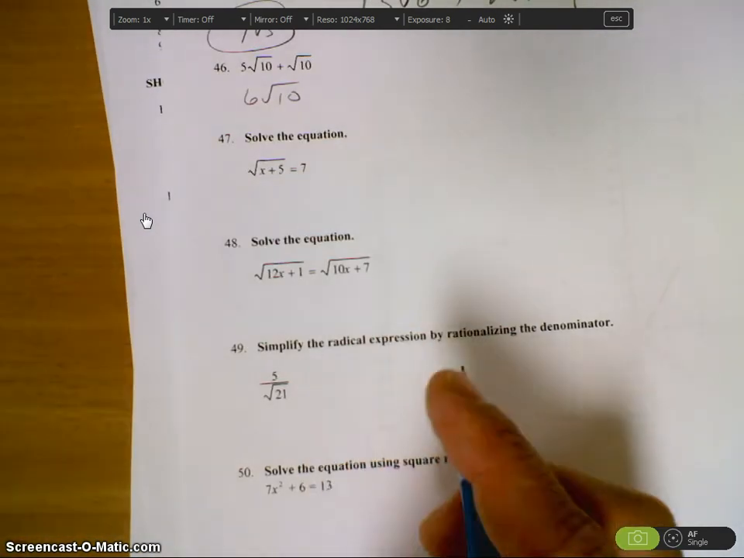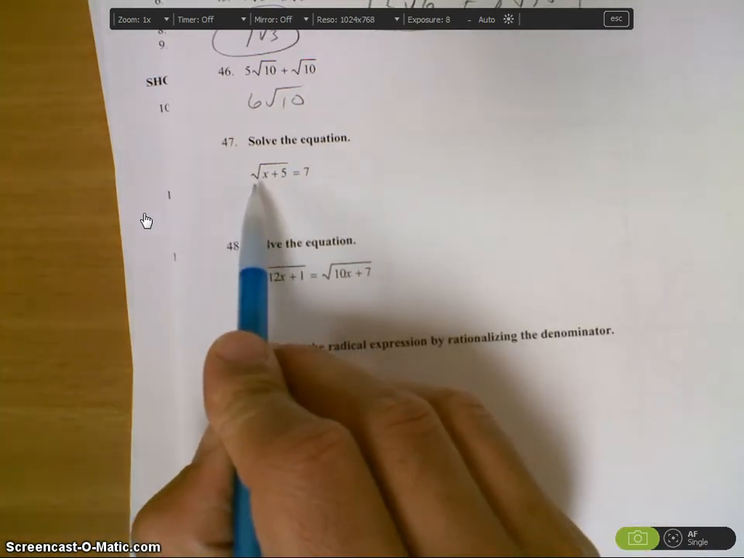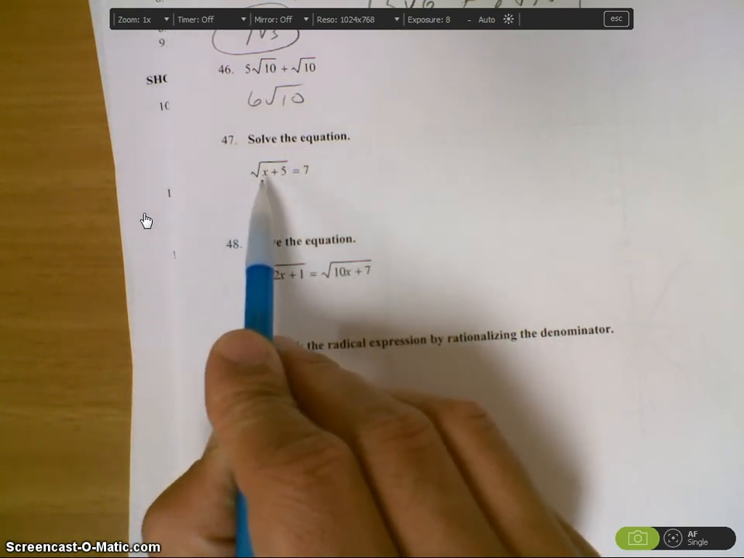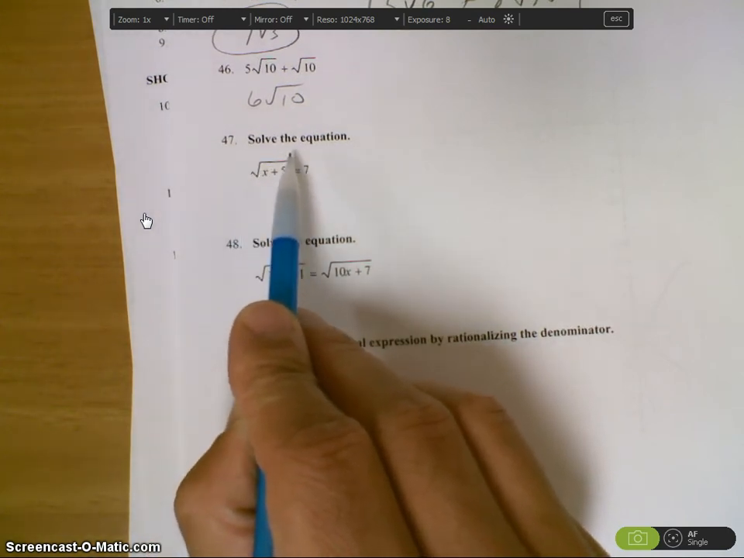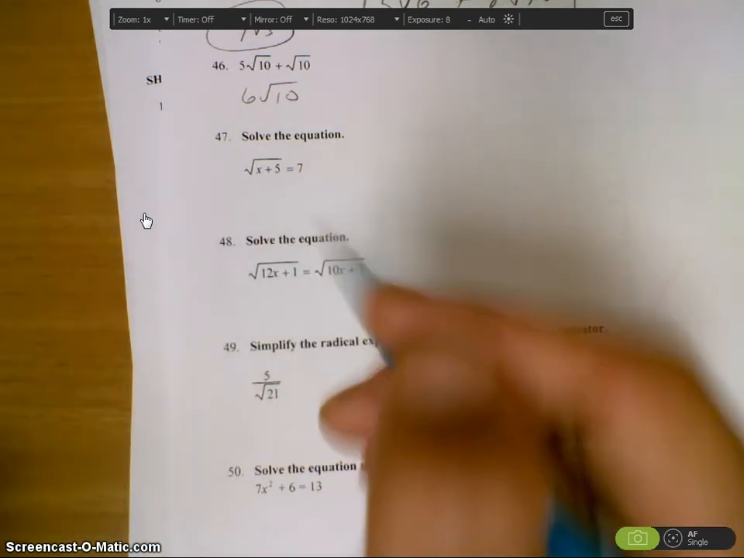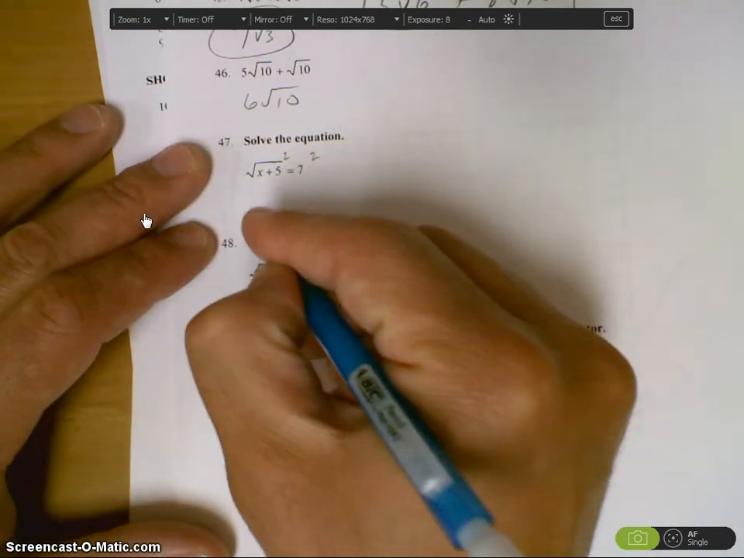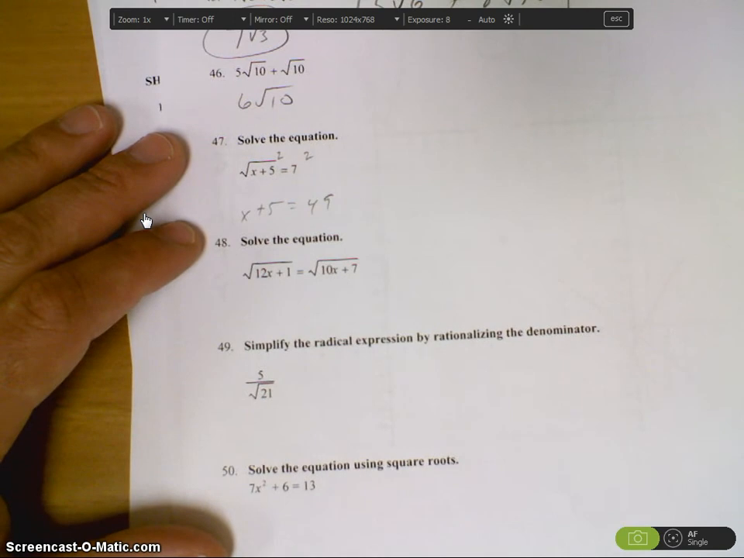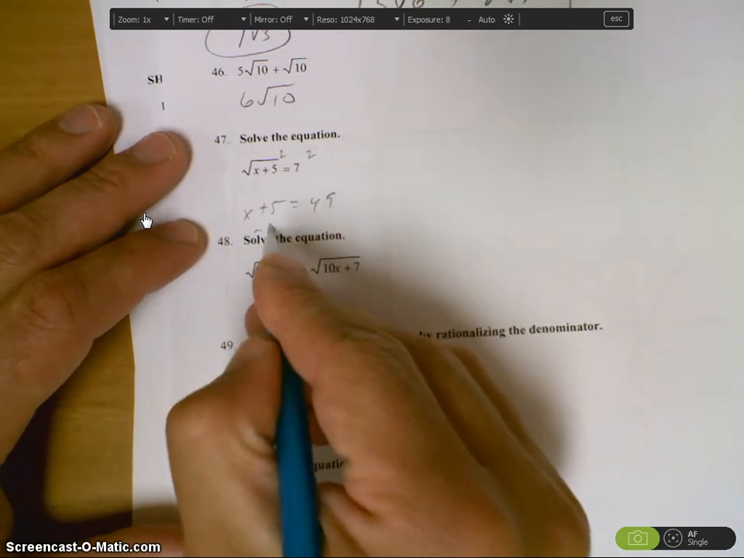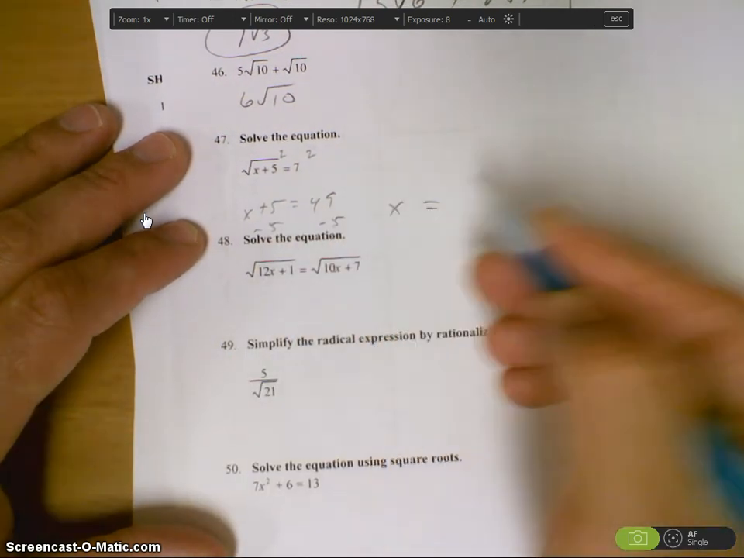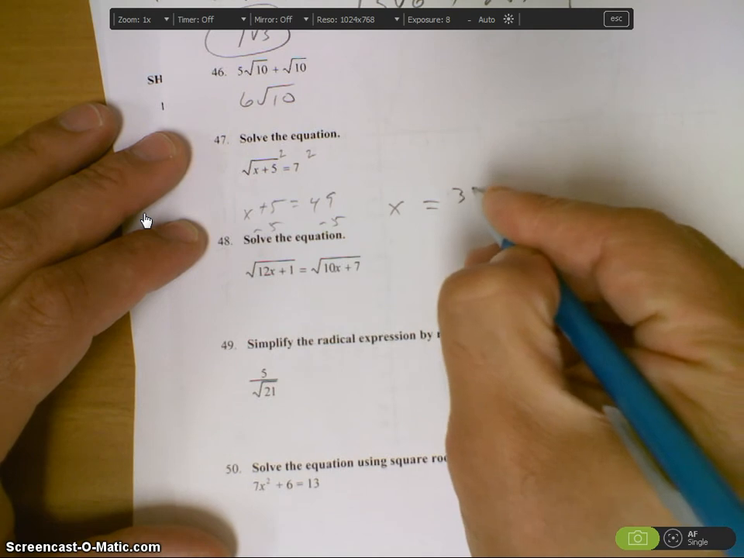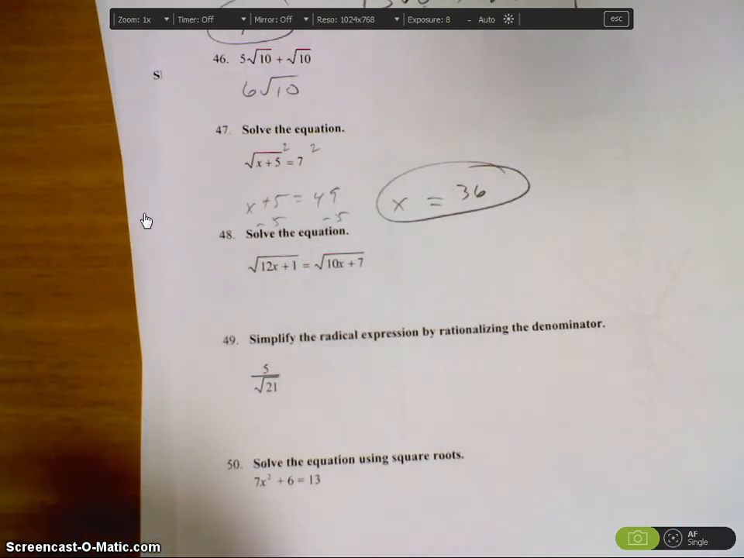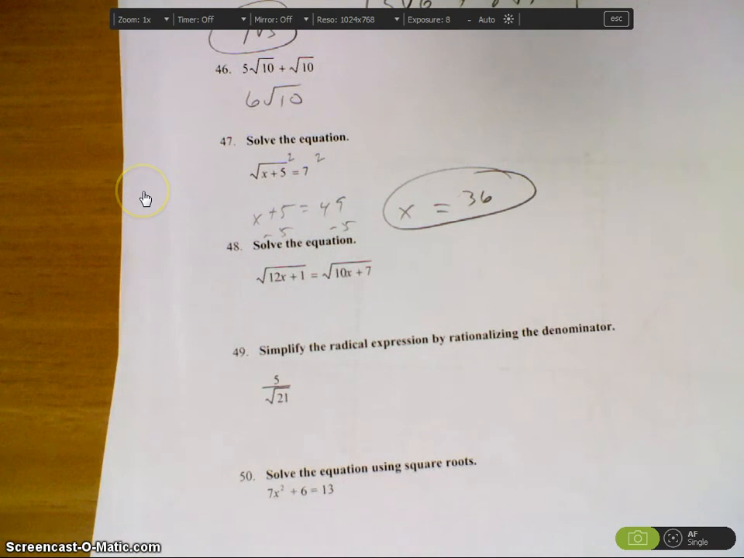Okay. Solving a radical equation, the first thing you have to do is isolate the radical sign, which in this case it's already by itself. The whole expression is under the radical on the left side, so I can square it right away. So I squared both sides to get rid of the radical. Now I'm going to subtract 5 from both sides, and x equals 36. That is my answer there. All right, a couple more.